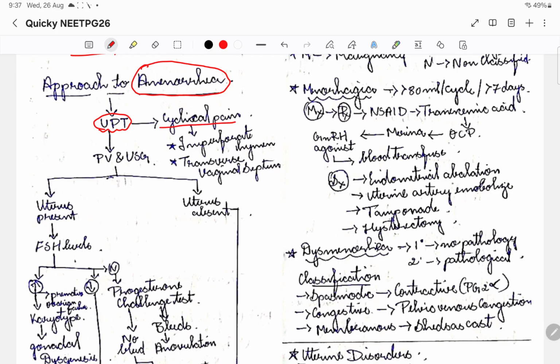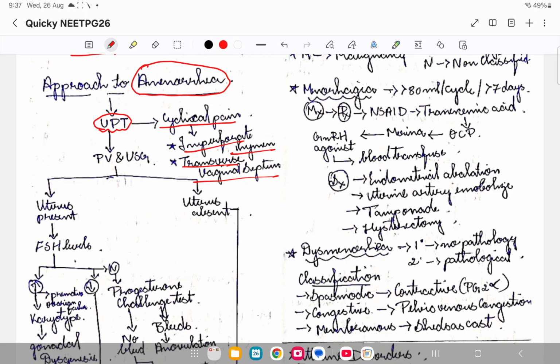If cyclical pain is there, then after the UPT we go for examination of the patient. We'll ask for the symptoms, whether there is any cyclical pain and so on. If cyclical pain is there, we'll have to rule out imperforate hymen and transverse vaginal septum, which would not allow the menstrual blood to pass out. So menstruation is happening, but the septum is not allowing the blood to flow out. This is the first thing we should rule out with respect to amenorrhea.